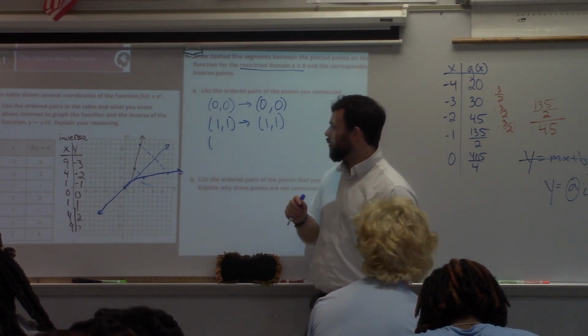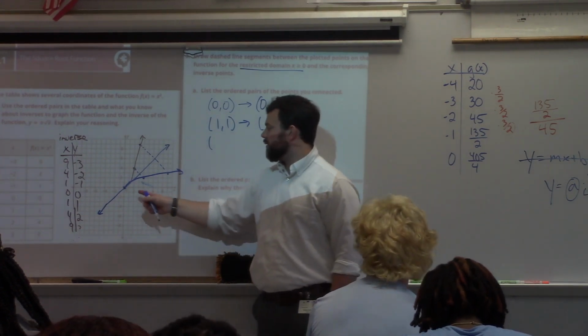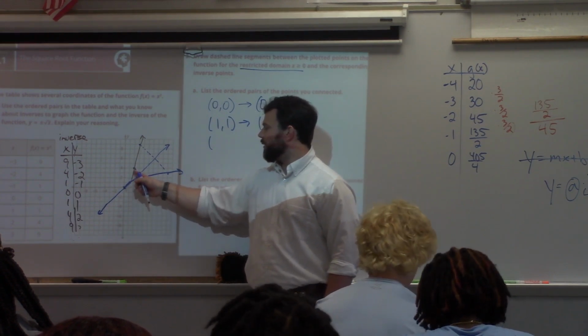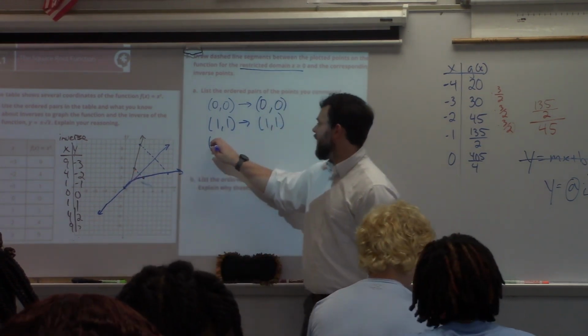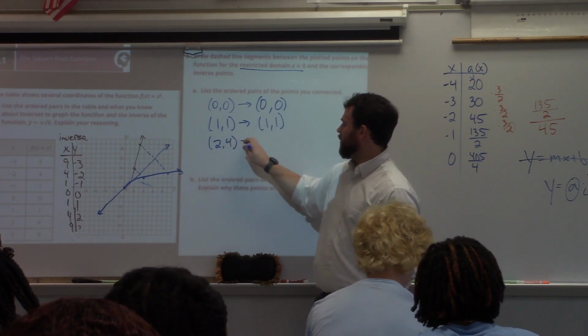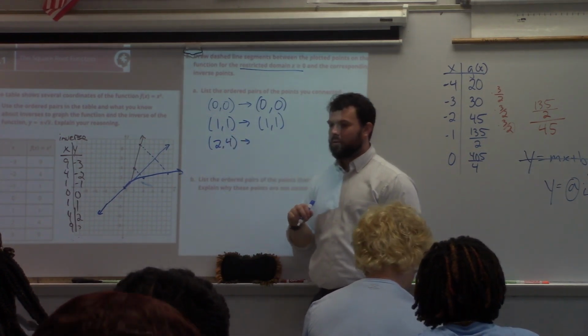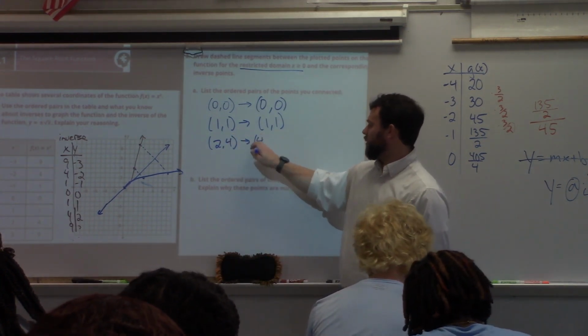Okay, so there's something with 4 and 2, but what was the original point? The x was 2, the y was... So what did that map to? 4, comma 2.